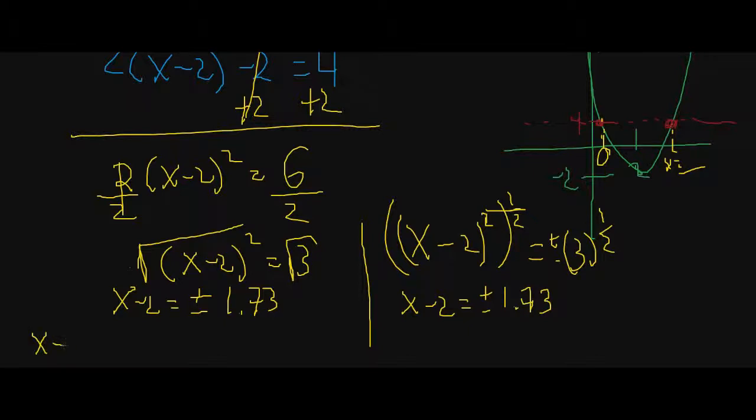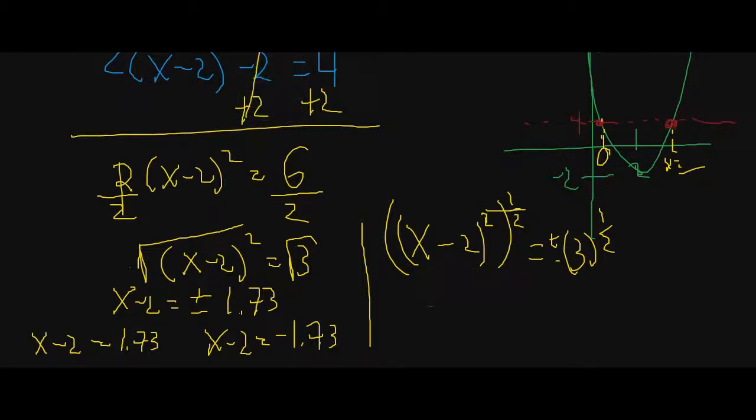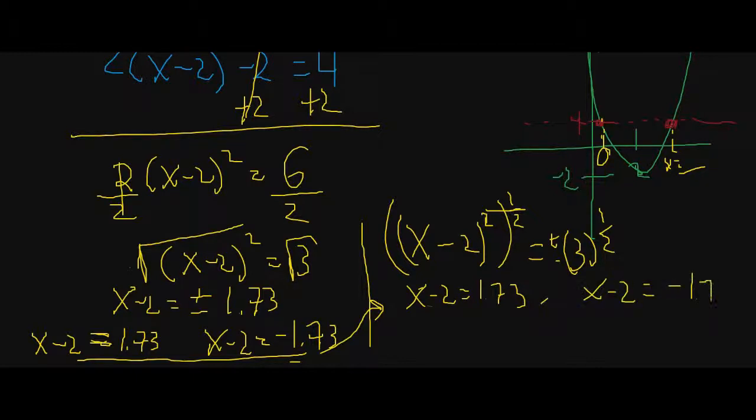So we're going to get x minus 2 is equal to 1.73 and x minus 2 is equal to negative 1.73. Same thing that we're going to get over here. One of the things that I'm going to do is write it over in this section right over here. All I'm doing is bringing this information and solving it over here. So we have x minus 2 is equal to 1.73, and we have x minus 2 is equal to negative 1.73.